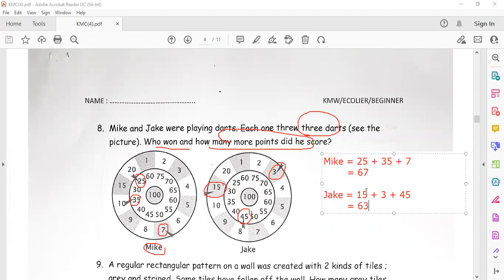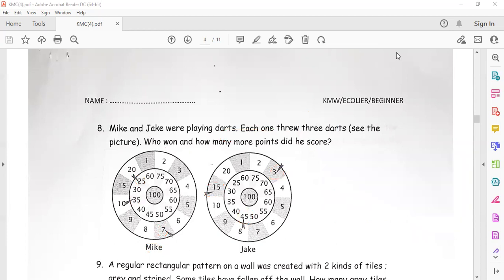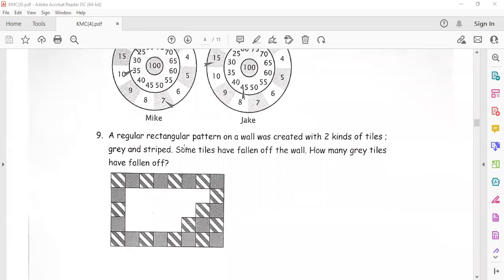So you can see here, Mike has got a higher score. Jake has got 63. Mike is 67. Again, we want to find who won. Mike won. How many more points did he score? 4 points more. 67 minus 63. Do you understand? So you can say that Mike won by 4 points. If you have an option for this, that will be your answer. Okay, clear the drawing. Let's move on to question number 9.